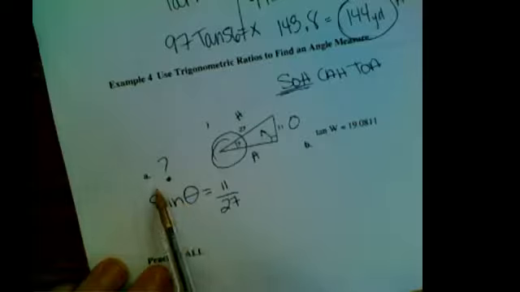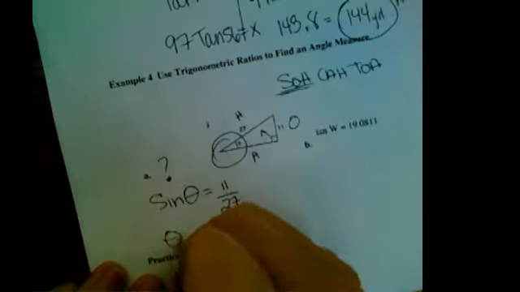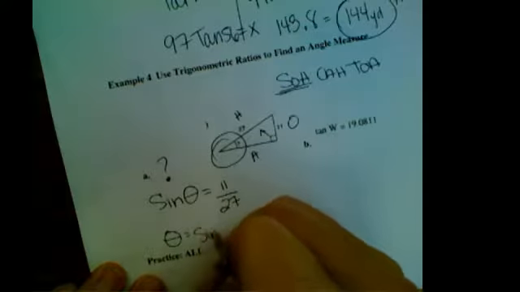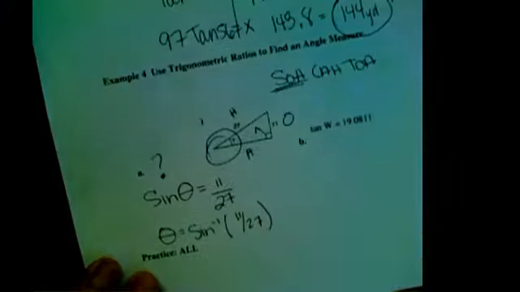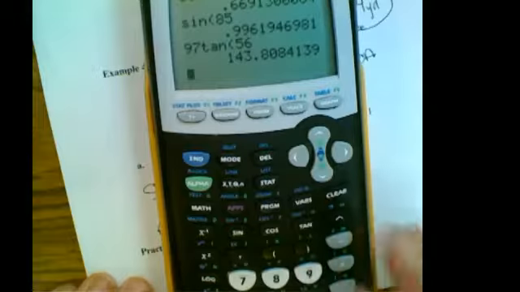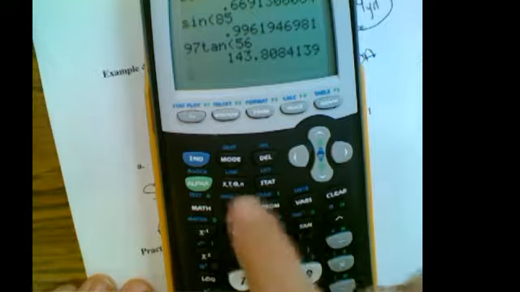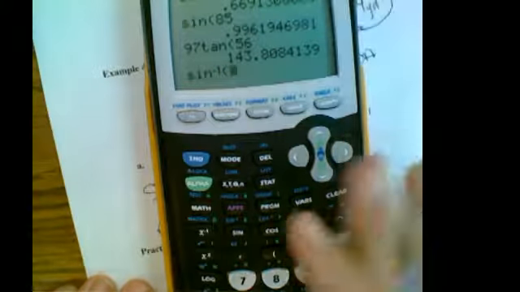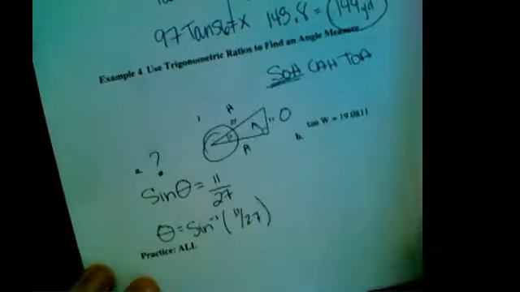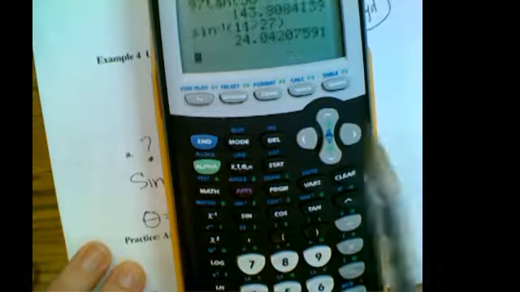So I need to move the sine to the other side, which means I need to do the inverse operation. So theta is actually going to be the inverse sine of that fraction. So on your calculator, you have the inverse sine. It's right above there. Mine's blue. So in order to get it, you're going to go second sine. Notice you get that -1. Then you're going to put in this fraction, 11 over 27. And it tells me that that angle was 24.04.